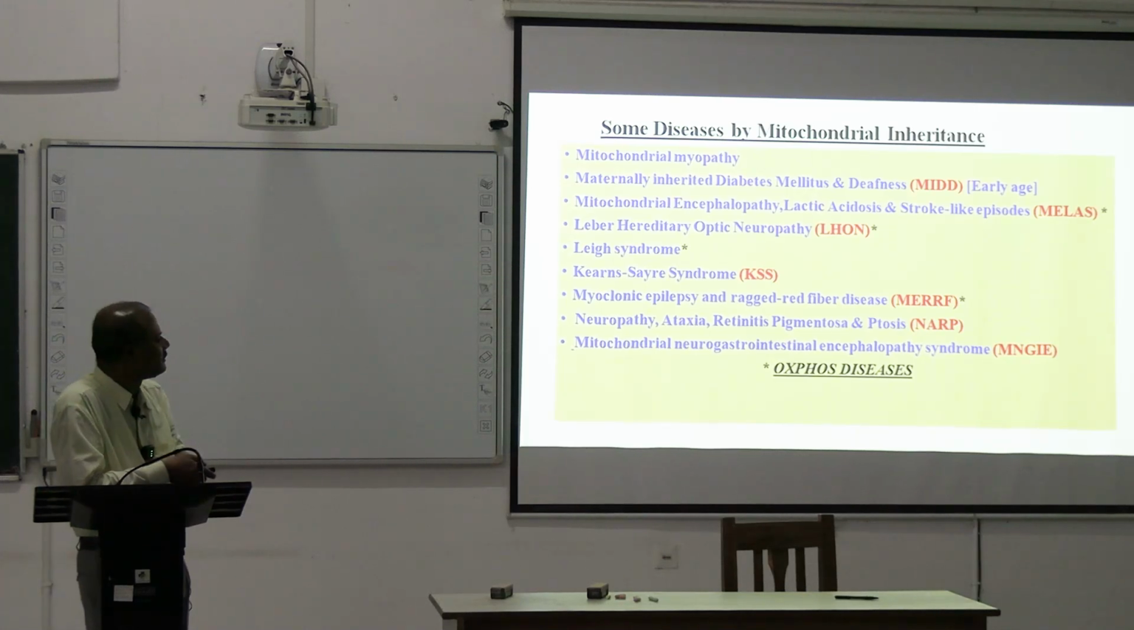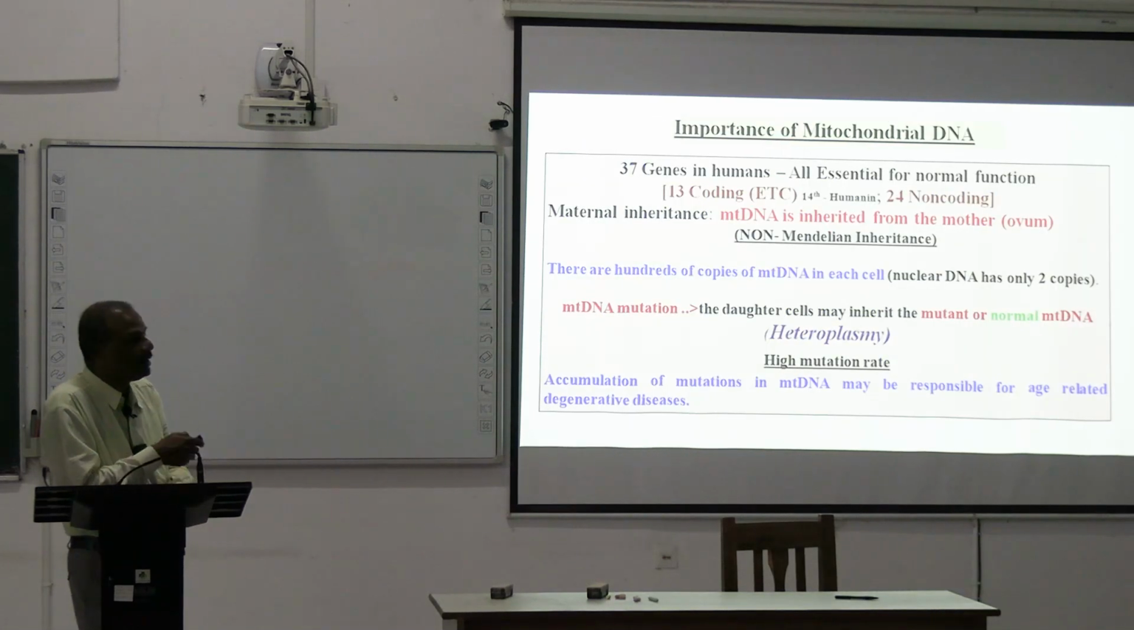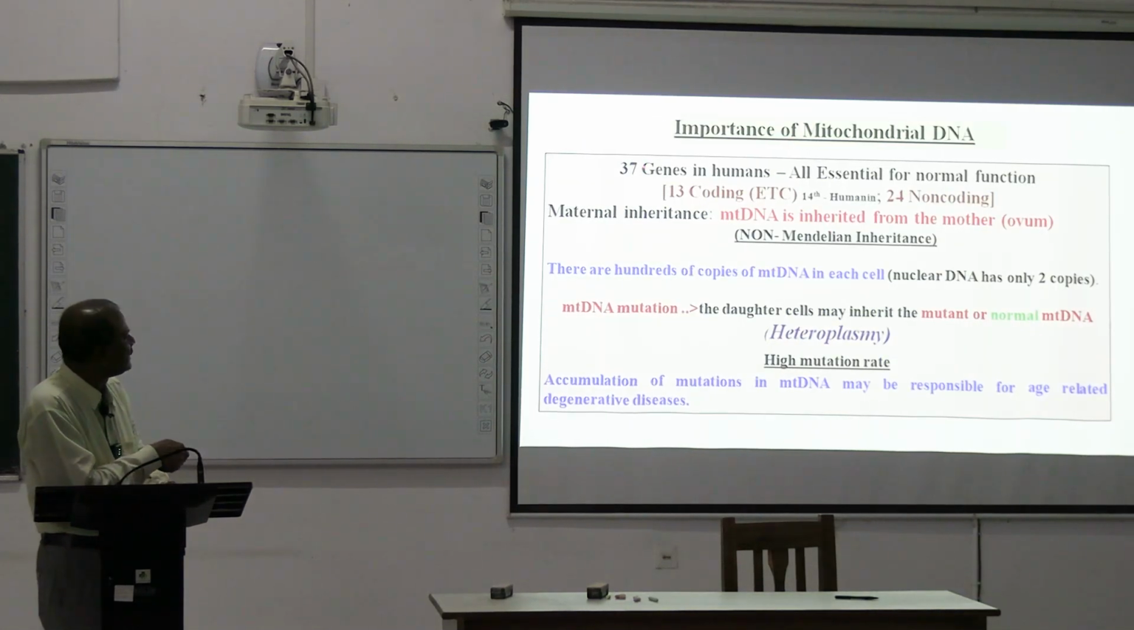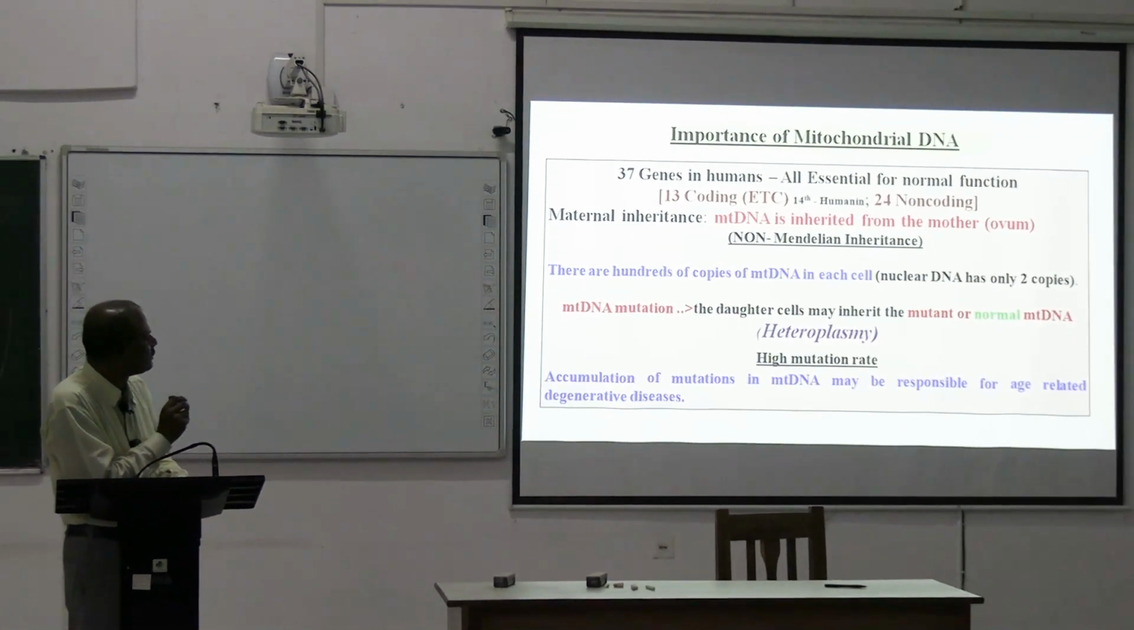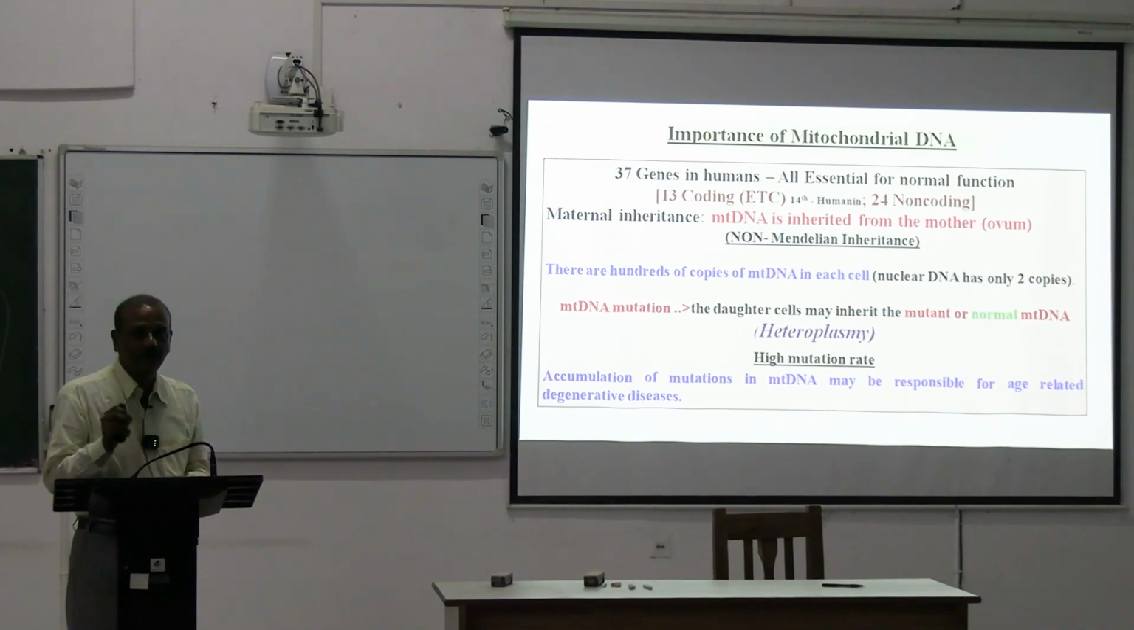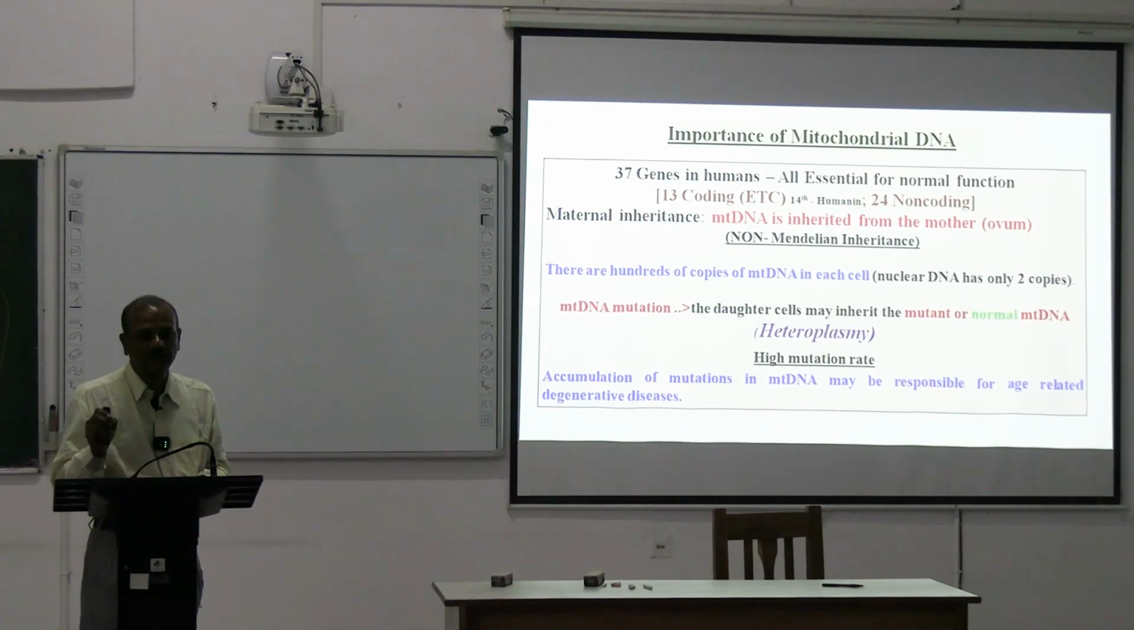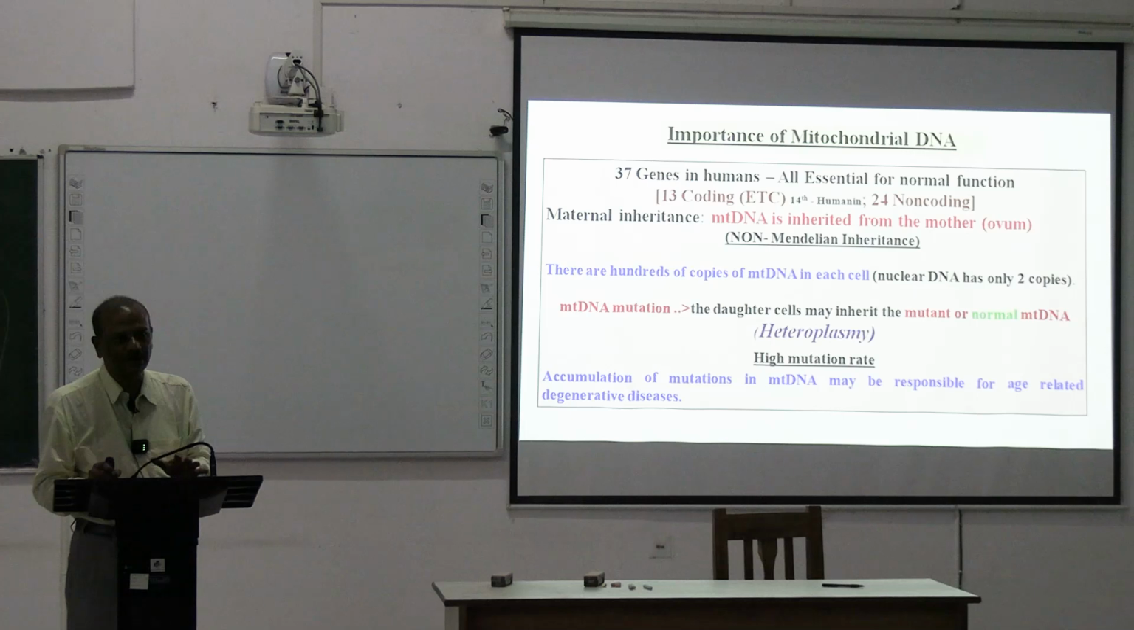Okay, so mitochondrial DNA has 37 genes, out of which 13 are coding for the electron transport chain and 24 are non-coding. Remember, all of you know about inheritances, that is Mendelian inheritances. Mitochondrial inheritance belongs to non-Mendelian inheritances.